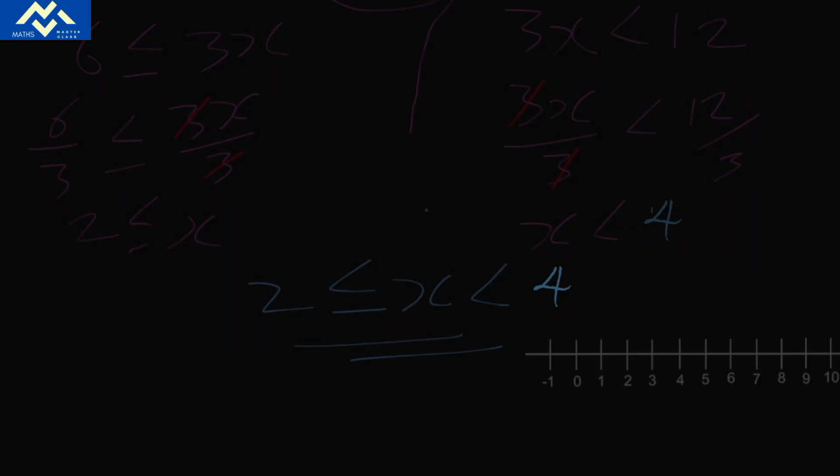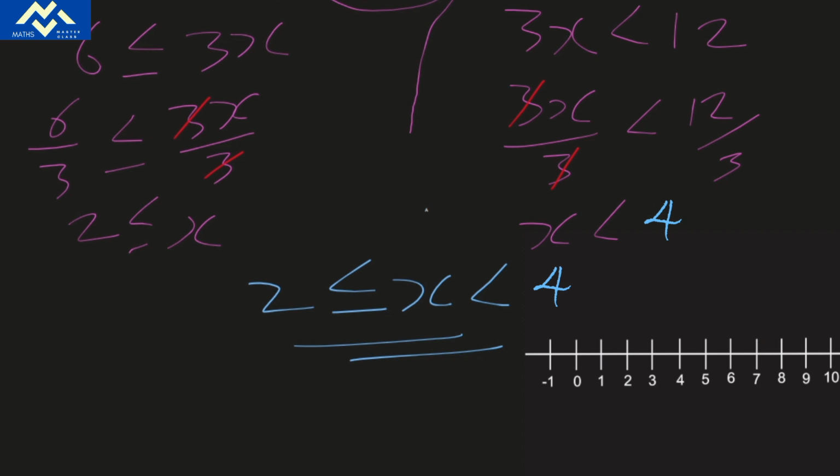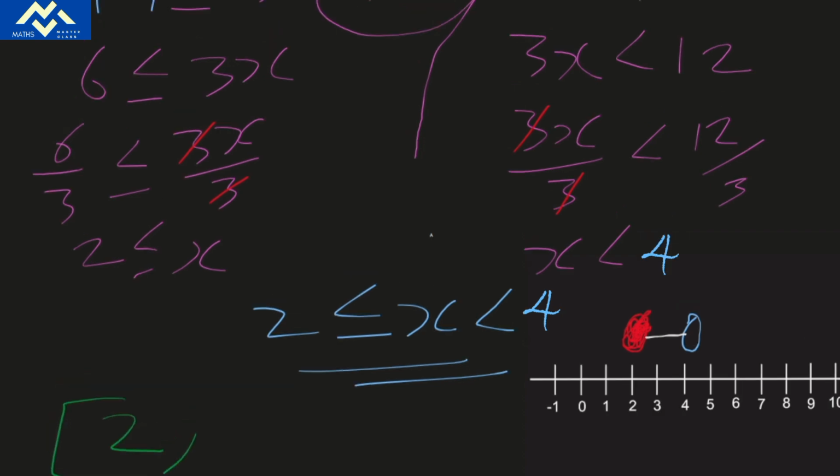Let's graph it. Since 2 is included, we'll draw a closed circle at 2. Since 4 is not included, we'll draw an open circle at 4. Then join the 2 points with a straight line. In interval notation, the smallest value is 2. And it's included, so we use a square bracket. The largest value is 4. But it isn't included, so we use a parenthesis.